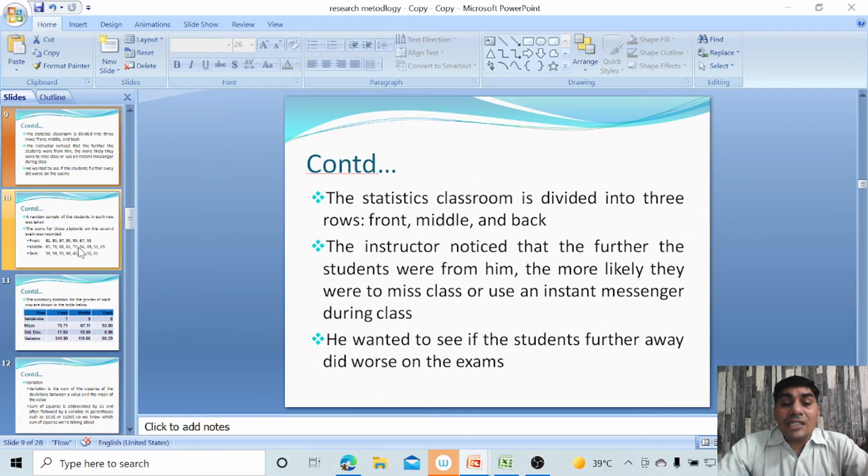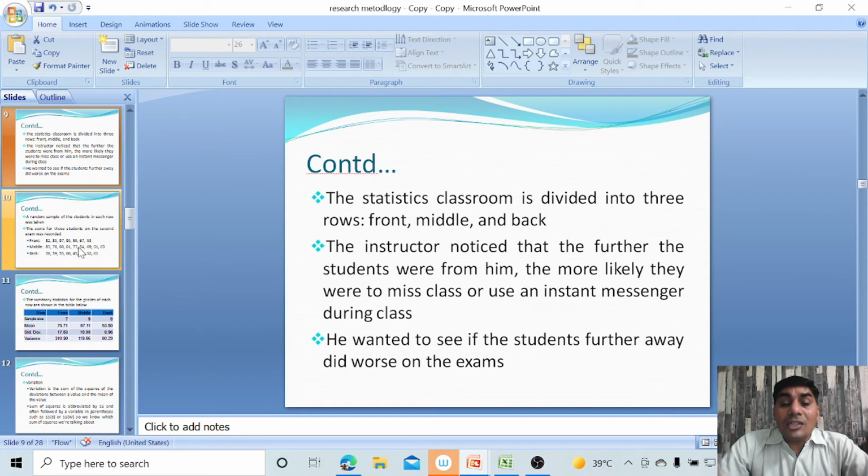In the statistics classroom, we are discussing a one way ANOVA with the help of an example. We are taking the example of a classroom. We have to divide our classroom into three groups. First group, front row. Second group, middle row. And the third group is the back row.